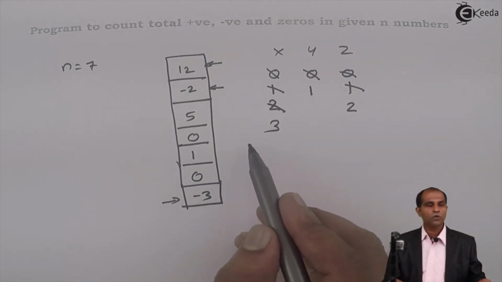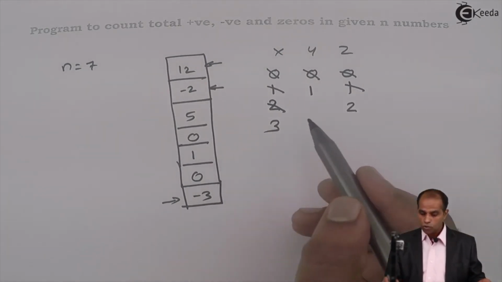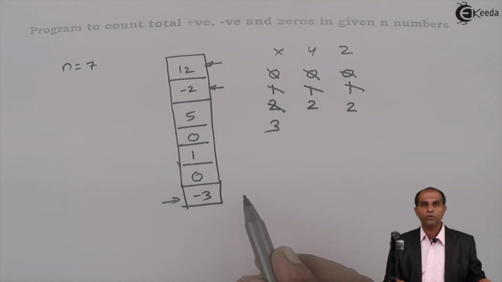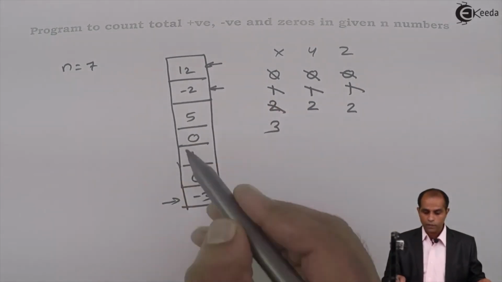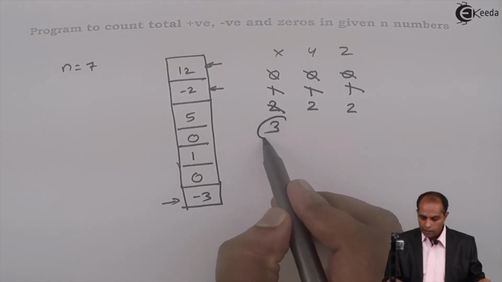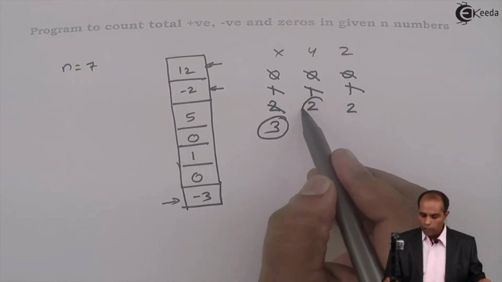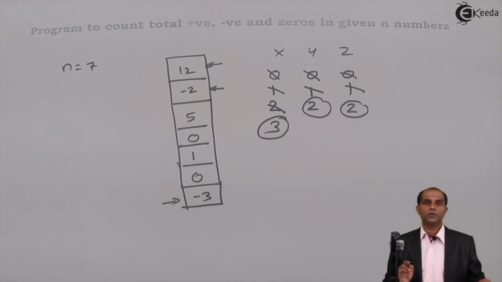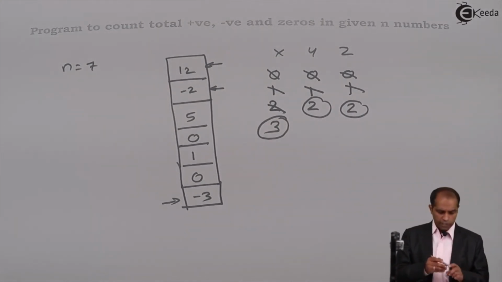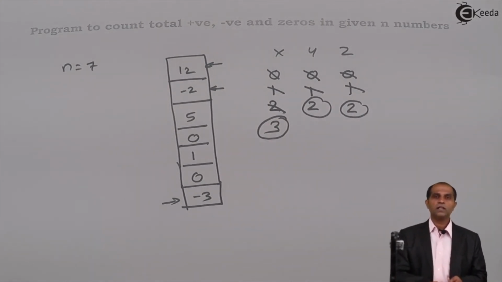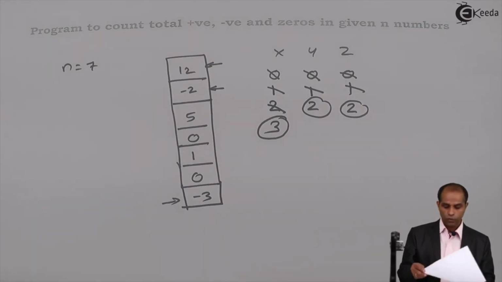Minus 3, is it greater than 0? No. Minus 3, is it less than 0? True. Change the value of Y to 2. So in this entire exercise, there are 3 positive numbers, 2 negative numbers and 2 zeros. So whenever it is a counter program, always make sure that you use some counter variables and set them as 0. Let me show this particular code for you.